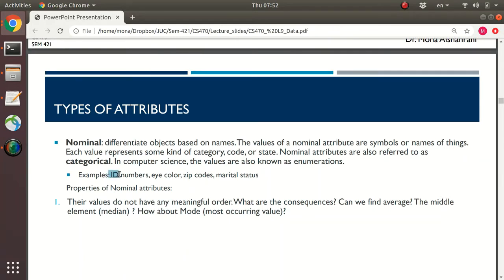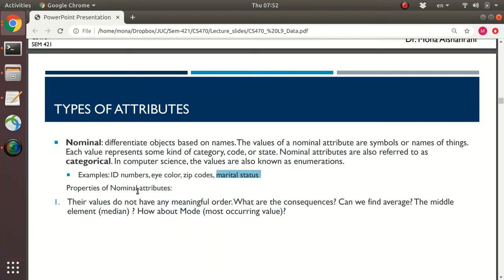Examples of such nominal attributes are IDs. So IDs represent distinguished objects. Although these are numbers, they are used to represent persons or to represent items. So IDs represent items. So they are the numeric name. You could consider it as a numeric name or numeric identity of an item or a person. Eye color, zip codes, marital status, all of these are examples of nominal attributes.